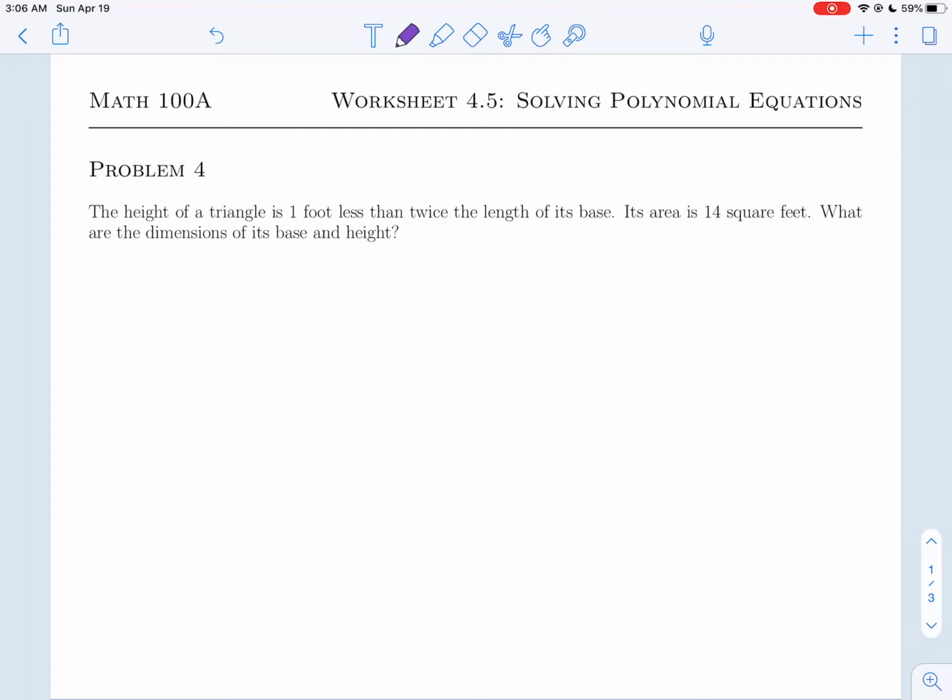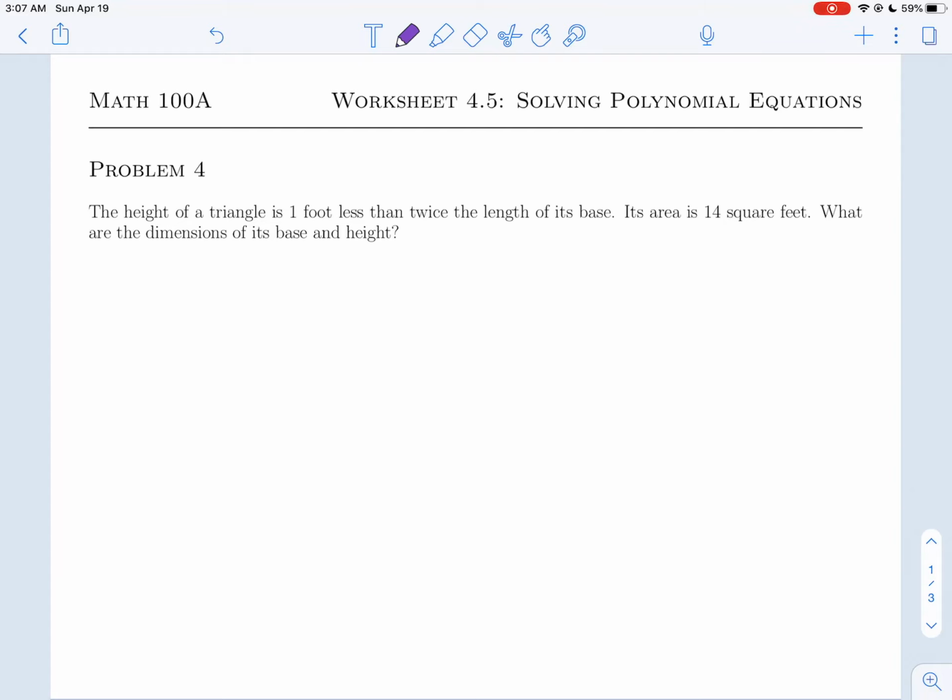As promised, this video is going to look at some of those word problems we see at the end of worksheet 4.5. So the first word problem we're going to look at is problem 4. In this problem we have a triangle. We know that the height of the triangle is 1 foot less than twice the length of its base, and that its area is 14 square feet. What we're looking to find out is what are the base and height of this triangle.